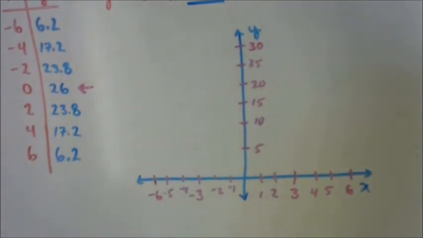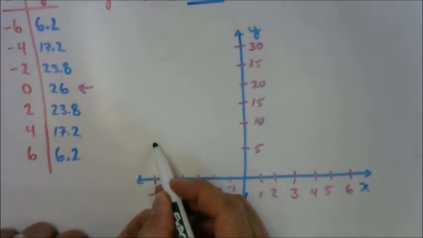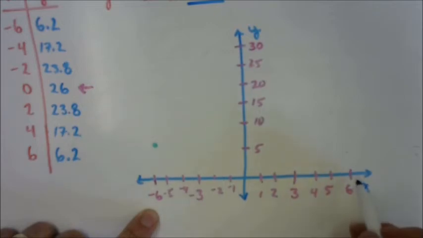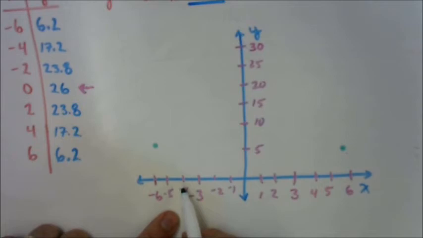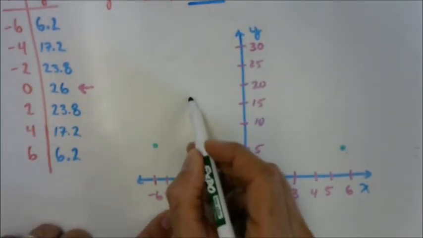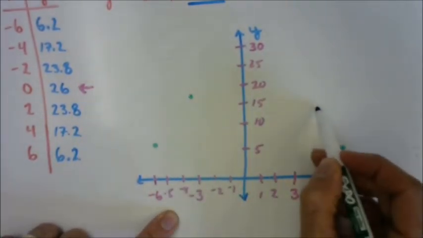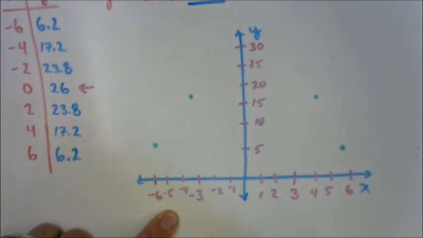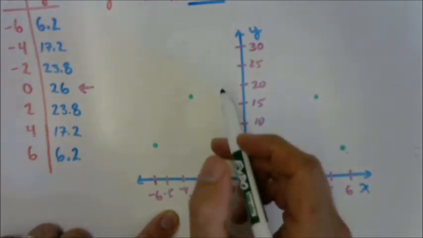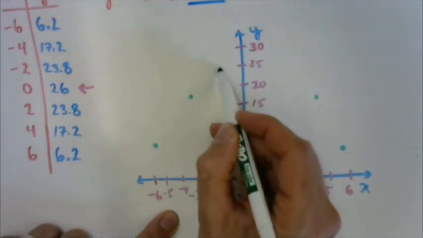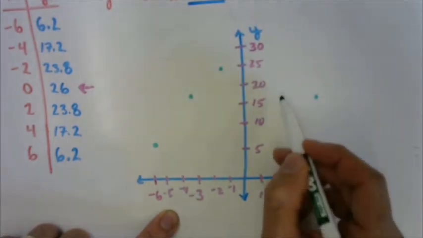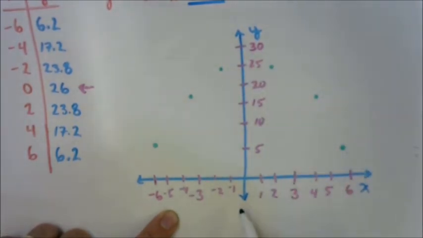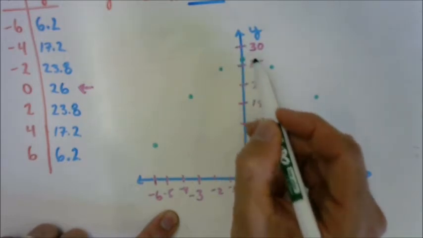And now you can go ahead and plot the points that you have. We have negative 6, 6. That's right up here. And on the other side, we also have 6, 6. So that's up there. Negative 4, 17. It's way up here. And we have positive 4, 17. That's over here. And then we have negative 2, 24-ish. Up there. And positive 2, 24. And 0, 26 as the vertex.